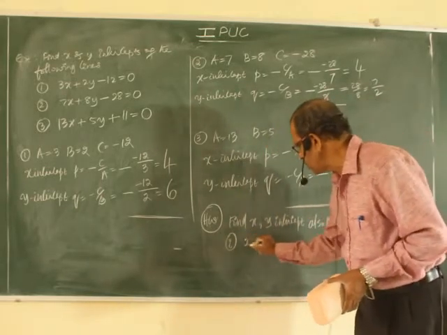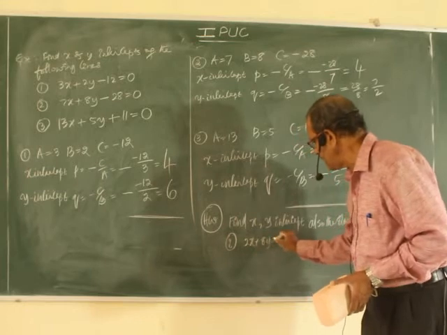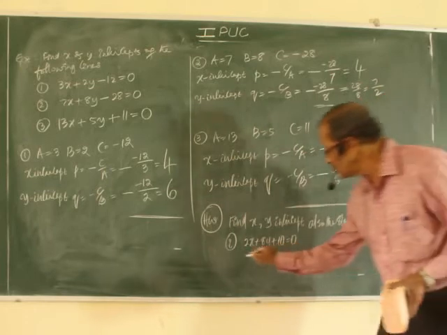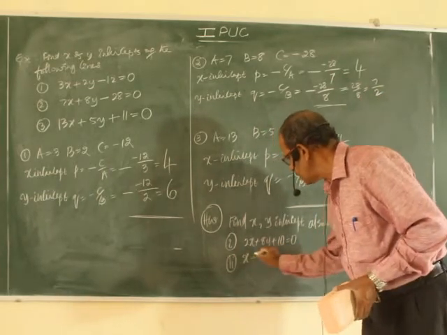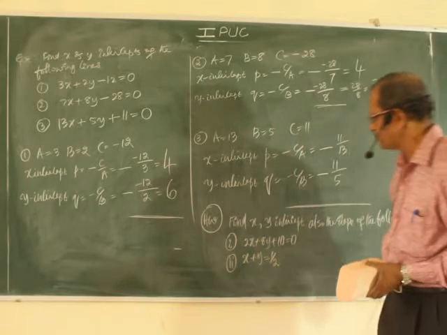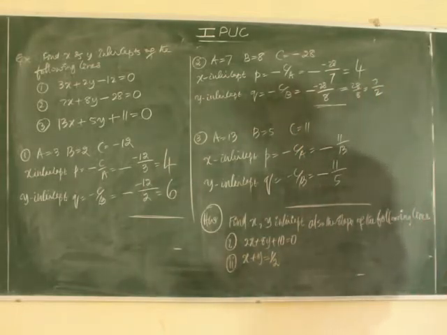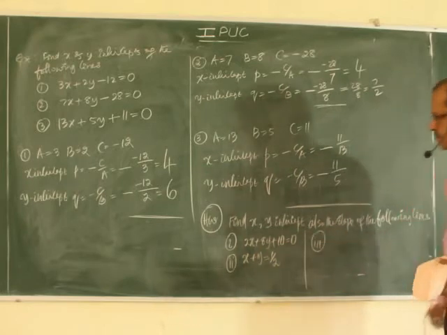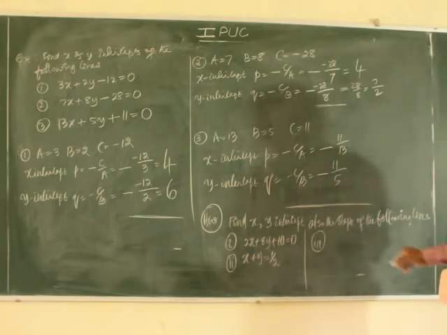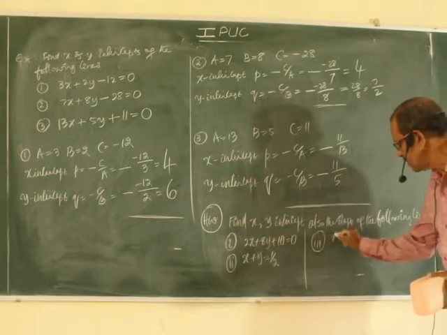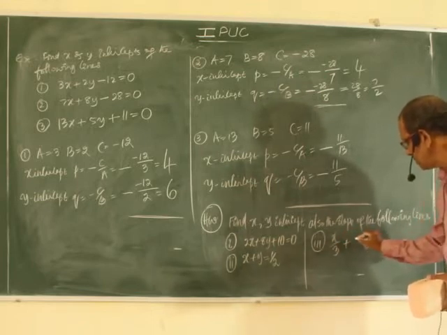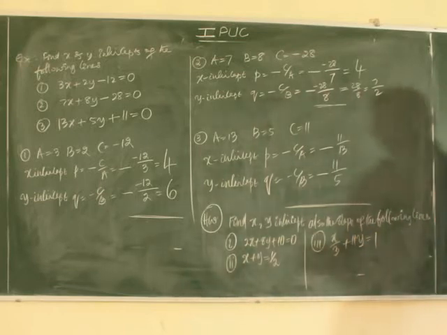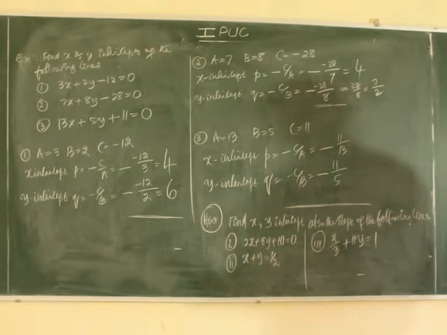First one is 2x plus 8y plus 10 equal to 0. Second, x plus y equal to 1 by 2. Third one, x by 3 plus 11y equal to 1. I think it is enough.